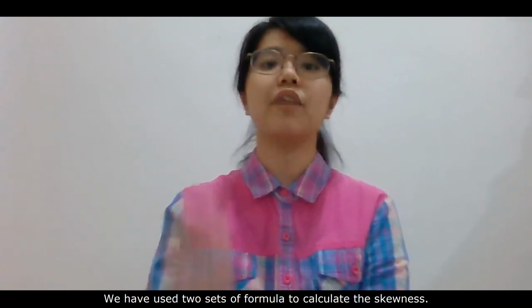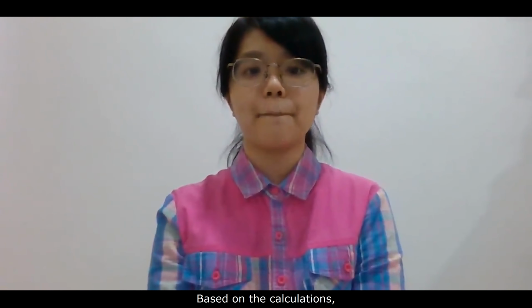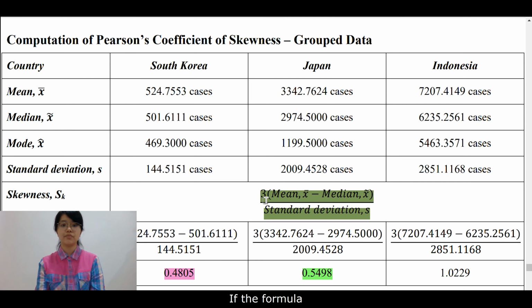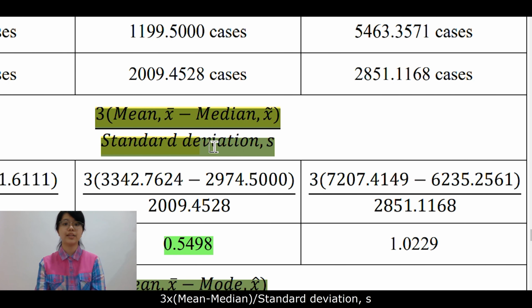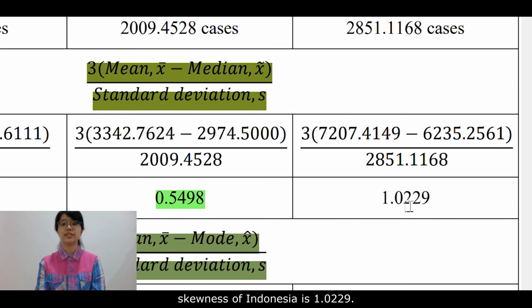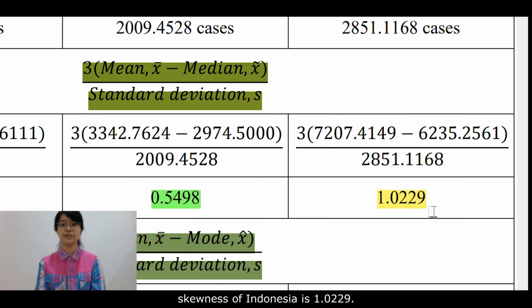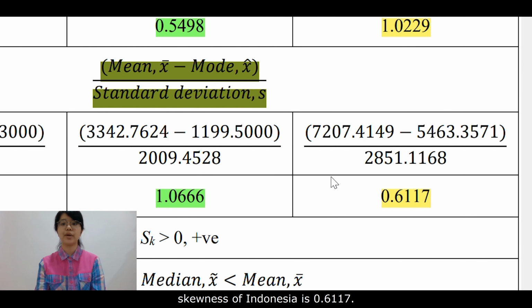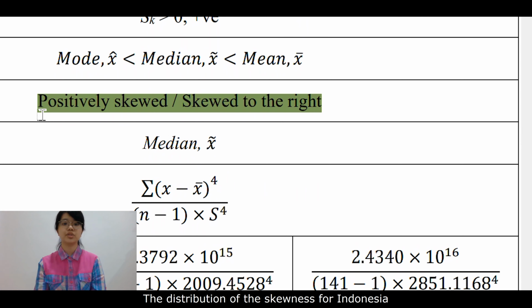We have used two sets of formulas to calculate the skewness. Based on the calculation, all the skewness calculated are positively skewed since the skewness is more than 0. If the formula 3 times bracket mean minus median divided by standard deviation is applied, skewness of Indonesia is 1.0229. Conversely, if the formula bracket mean minus mode divided by standard deviation is utilized, skewness of Indonesia is 0.6117. The distribution of skewness for Indonesia is highly and positively skewed.